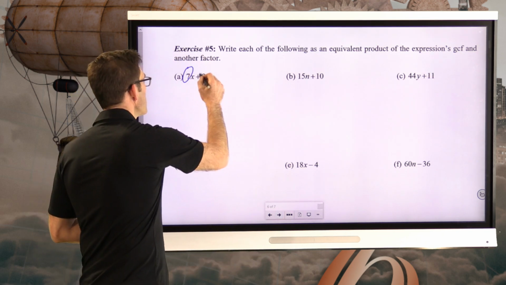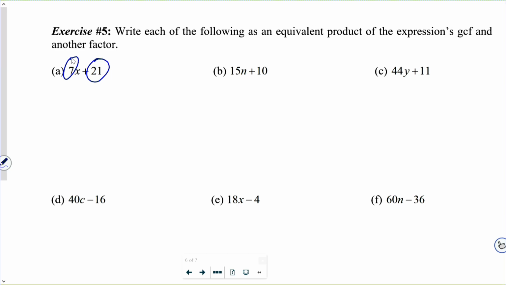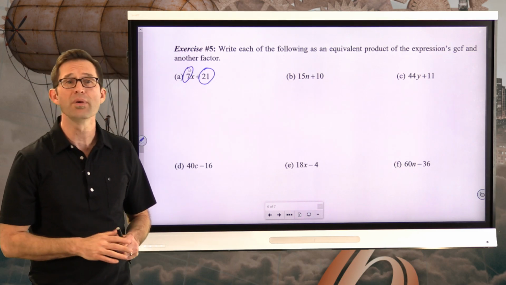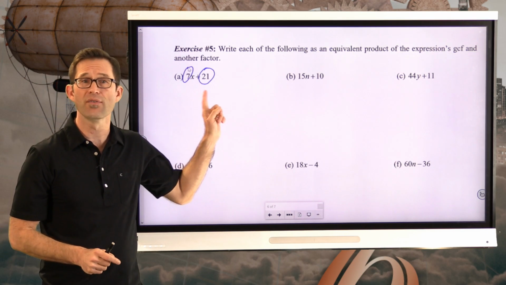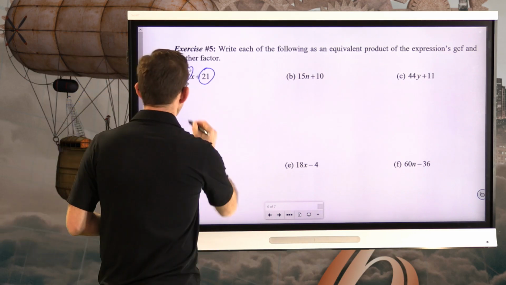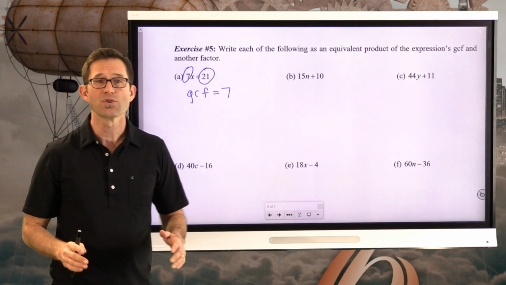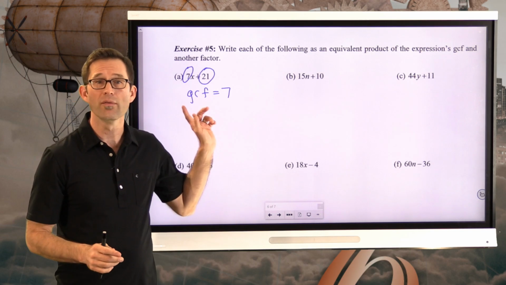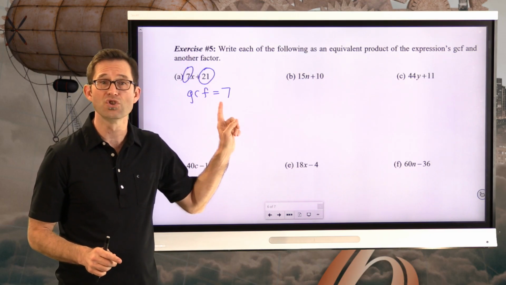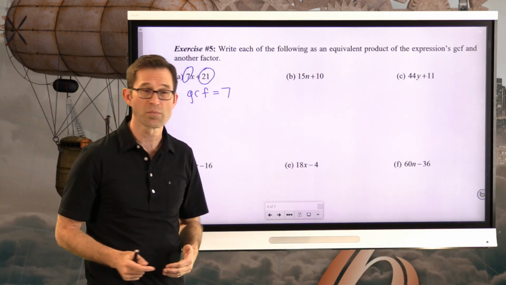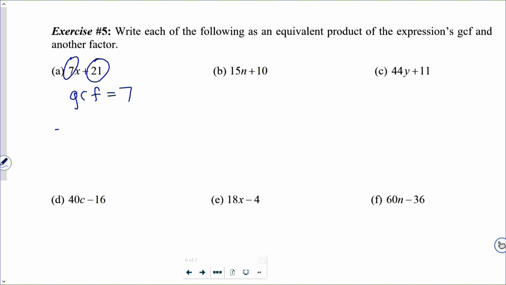So I'm looking at 7 and 21, right? And I'm thinking to myself, what is the biggest number that divides into both 7 and 21? And that's pretty easy. The GCF in this case is just equal to 7. So that's where I want to start in each one of these problems. Now the question is, what can I write down as an equivalent expression that is a product of the GCF with some other expression? Well, I'm going to write down 7, then I'm going to put down parentheses.